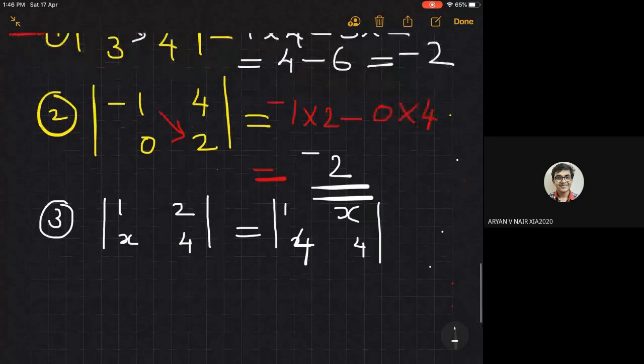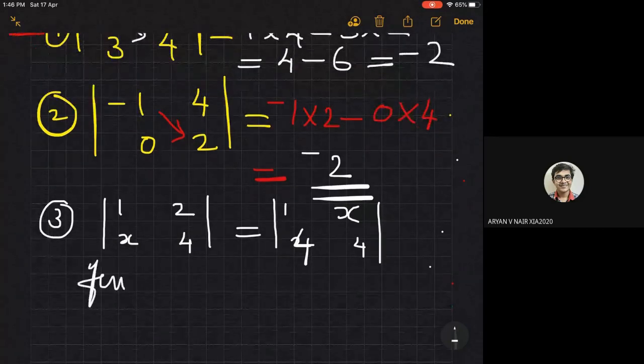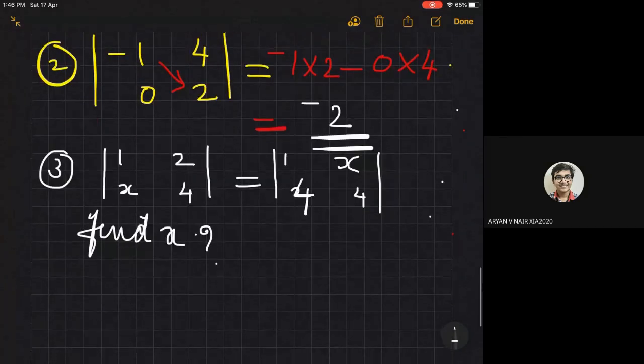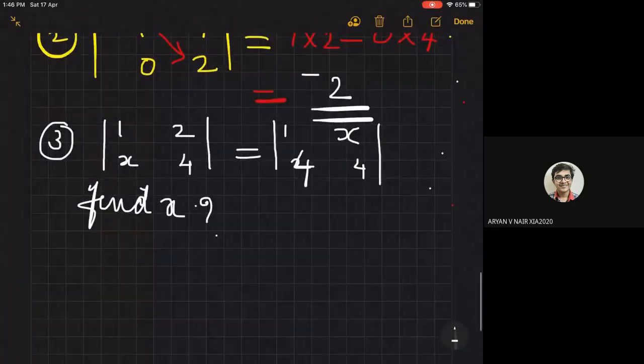Now the next question: find the value of x. So what is it actually? It is actually an algebraic equation. Even though it looks like a matrix equation, it is not a matrix equation. The left hand side is a determinant, it will be a real number. The right hand side is a determinant, that will be a real number. And since the variable x is involved, it is an algebraic equation. Find x means you have to solve it.